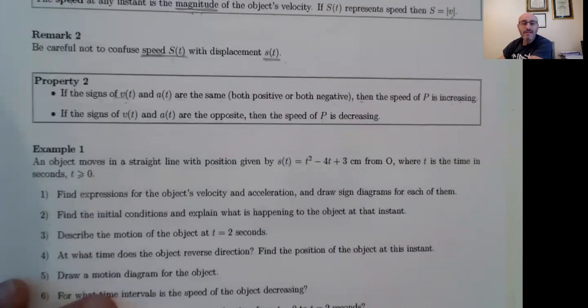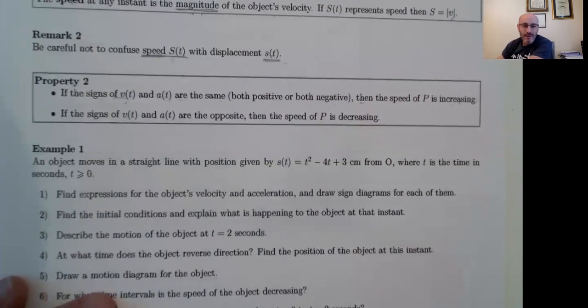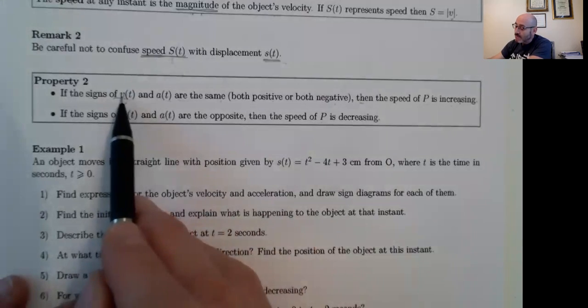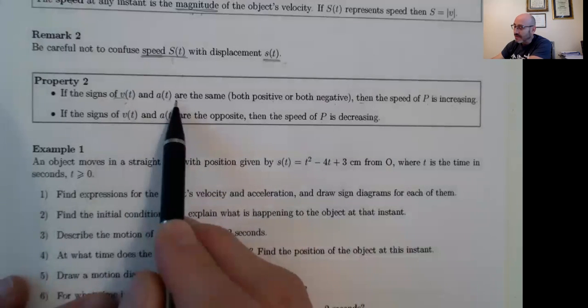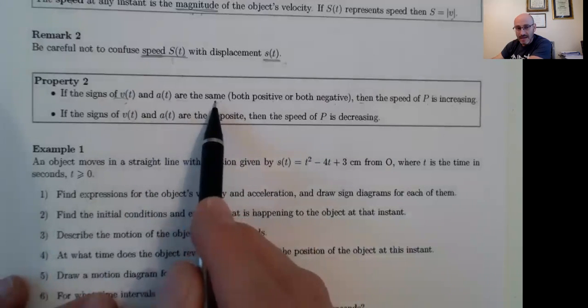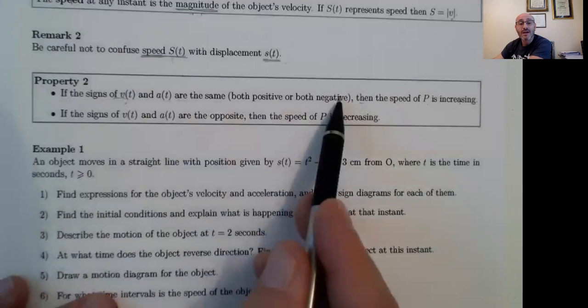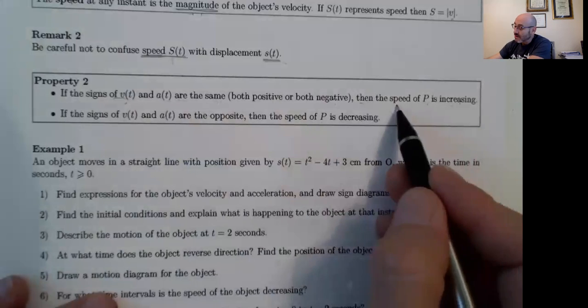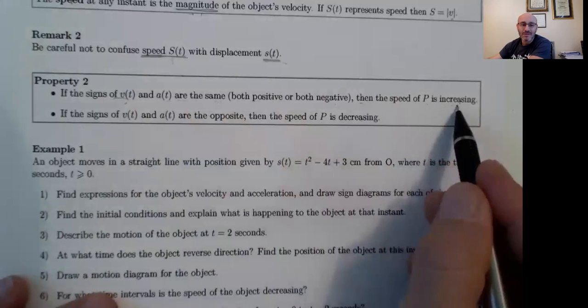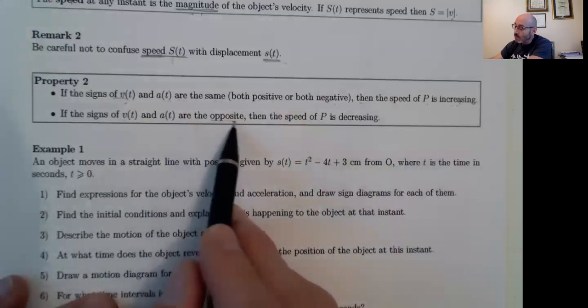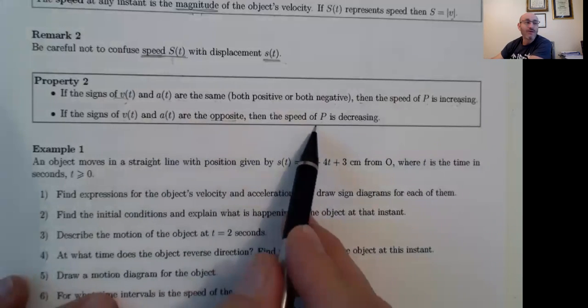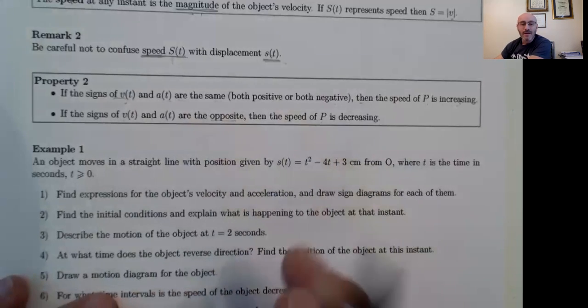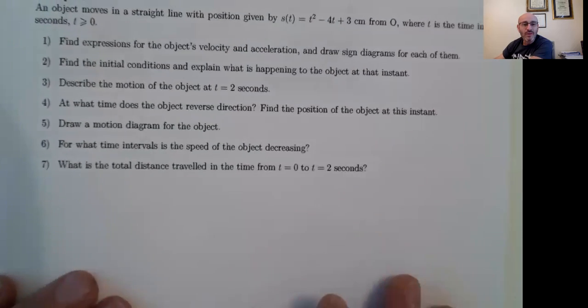All right, so when is a particle speeding up and when is a particle slowing down? If you have velocity and acceleration and they have the same sign, meaning both positive or both negative, then the particle is speeding up, or the velocity of the particle is what? Increasing. If they have opposite signs, then the particle is slowing down. Okay?